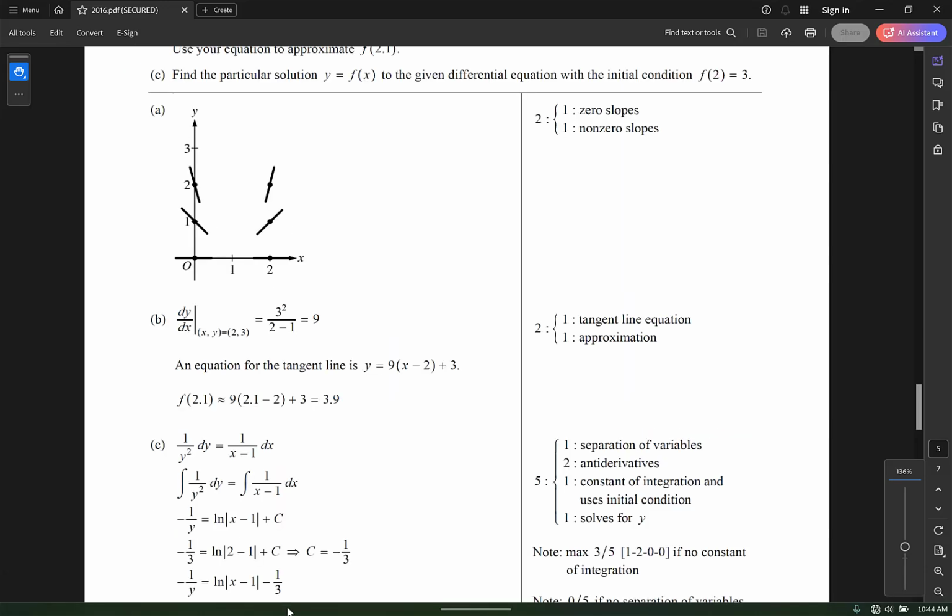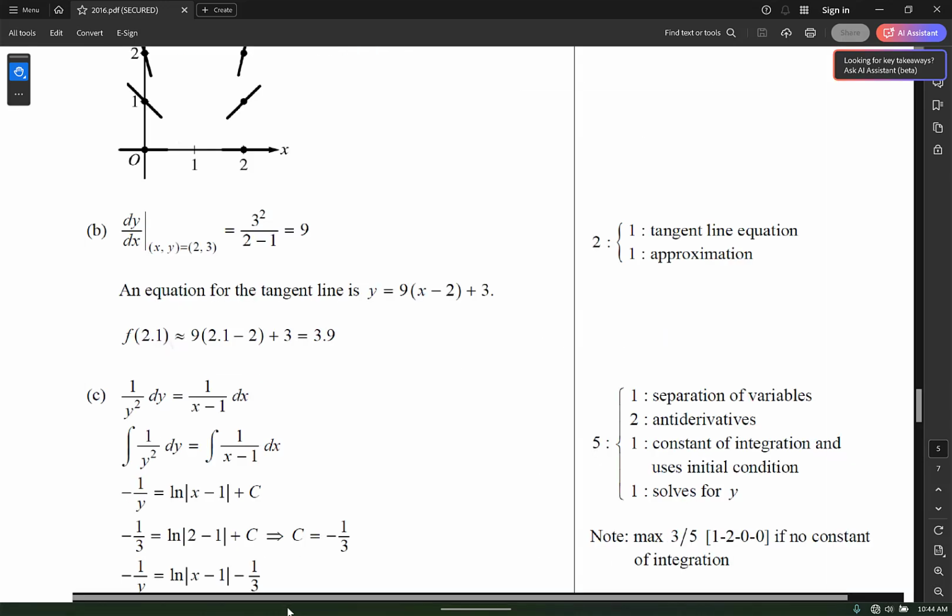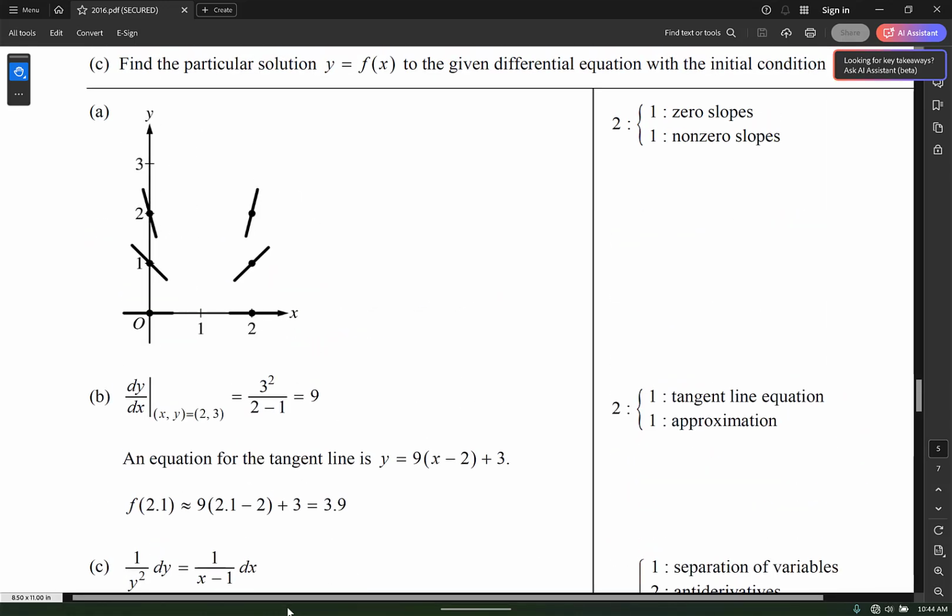All right, here we go. Letter A. They give you 2 points, one for 0 slopes and one for non-zero slopes. That's all you have to show, and there it is. You got 2 points.